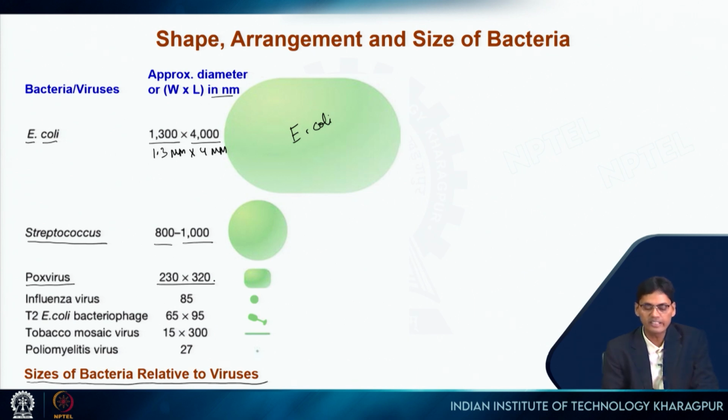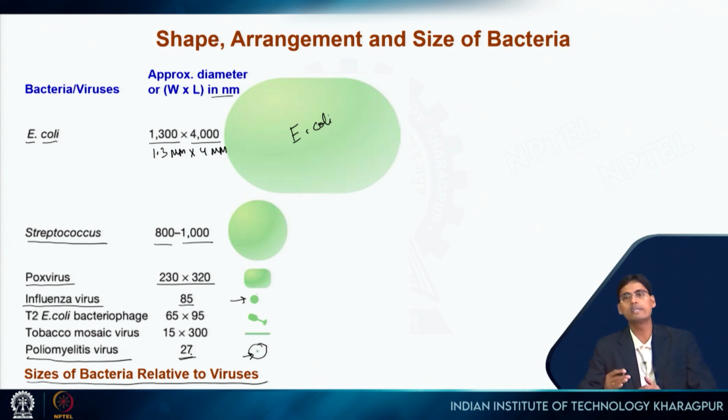And on the other hand, influenza virus is much smaller. It's more or less spherical in nature, as you can see. This is influenza virus and 85 nanometer in diameter. And one of the smallest viruses is poliovirus. As you can see, almost we cannot see it here, just some small dot, and only 27 nanometer diameter, right? And similarly some other viruses are also mentioned here. This is just to get a scale of their size in terms of comparison between virus and bacteria.